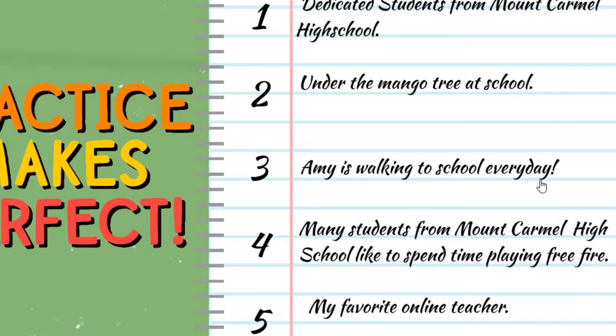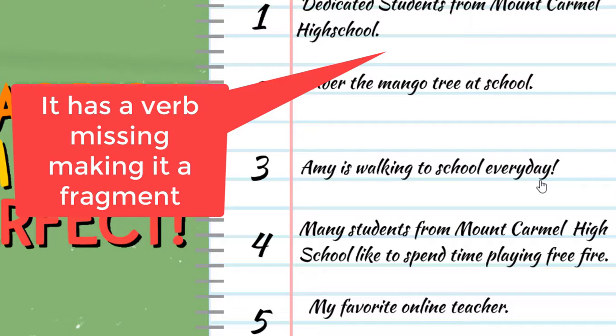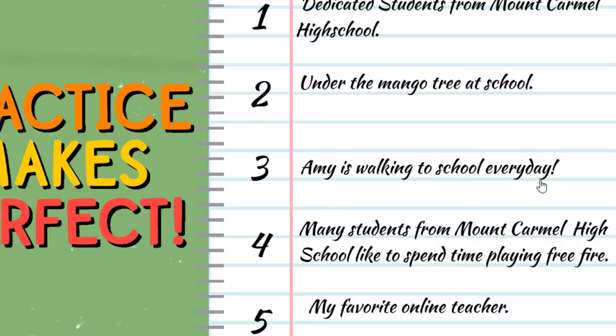Question number 1 says, dedicated students from Mount Carmel High School. Is this a sentence or a fragment? If it's a sentence, it must have a subject, verb, and a complete thought. Let's take a look at it. Dedicated students. That sounds like a subject, right? There is a subject. Check mark. Is there an action? What are the dedicated students doing? There is no action, right? Making this particular example a fragment because it has the verb missing. It has something missing out of the 3 things that we mentioned.